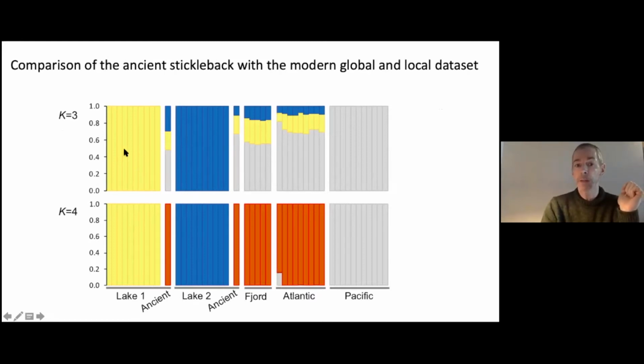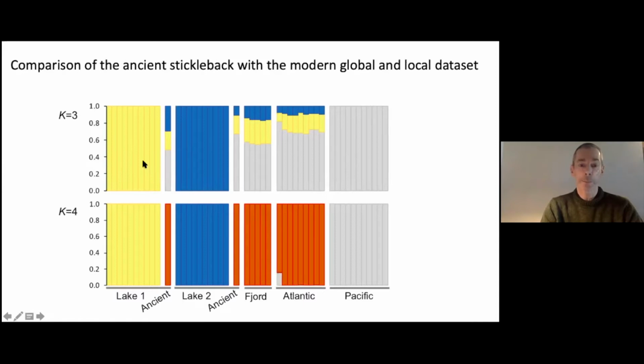And so we can imagine that Lake 1 sticklebacks would have shared a lot of their evolutionary history. There would be a lot of sharing of the drift, and alleles that might be rare in the source population would essentially rise to high frequency and be shared, and we would see this covariance of allele frequencies.